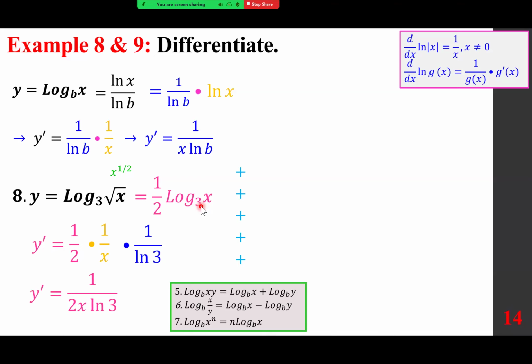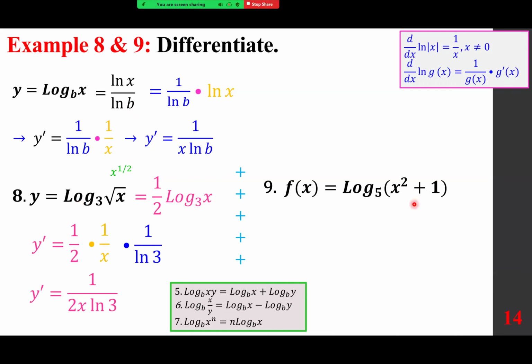So I'm reminding you, when we differentiated a to the power of x, the answer was a to the power of x times ln a. And now we are dividing by ln a or ln b when we deal with logs. In this case, we are also going to use the chain rule, because now this is a function of x.